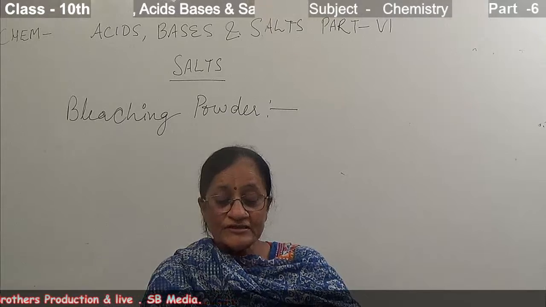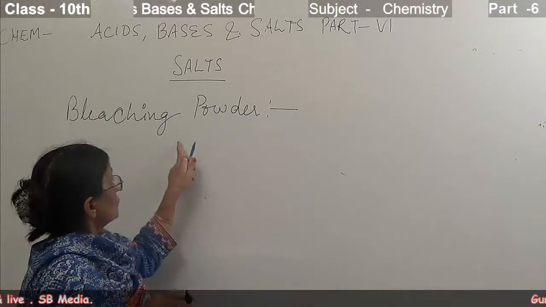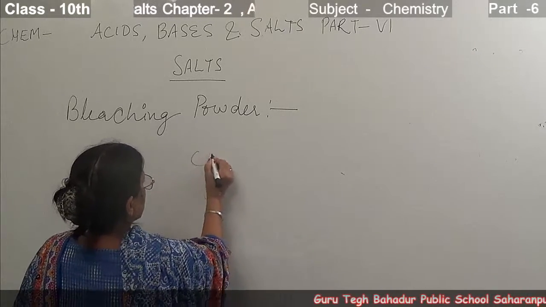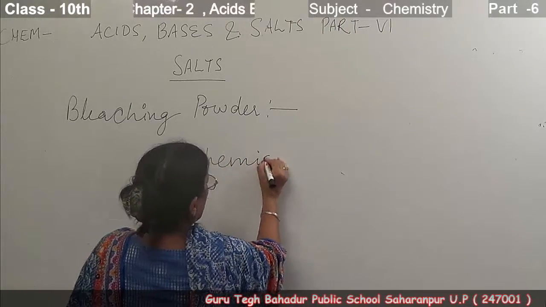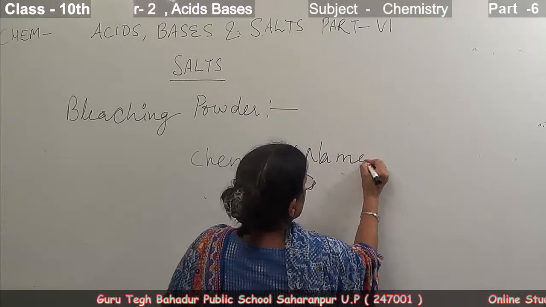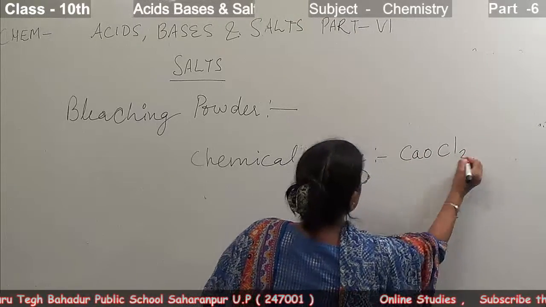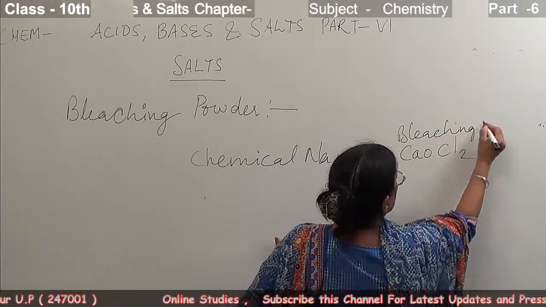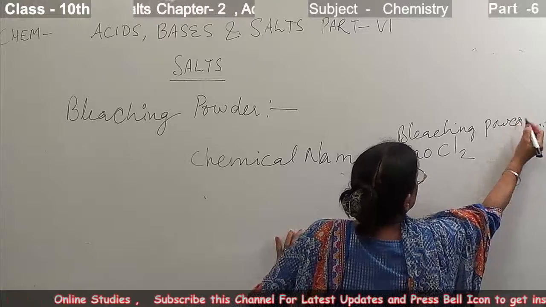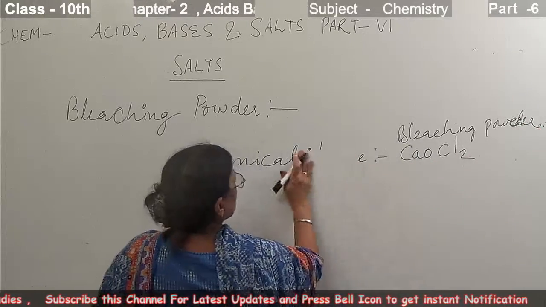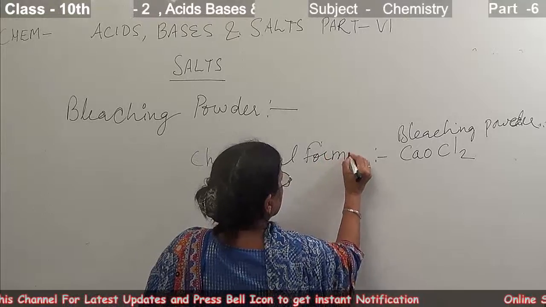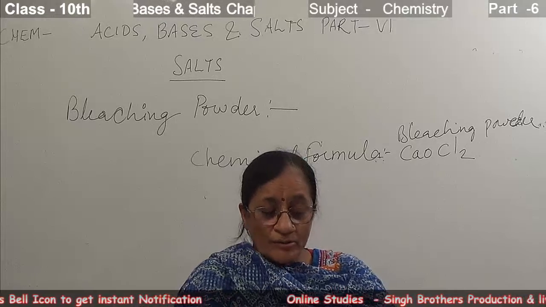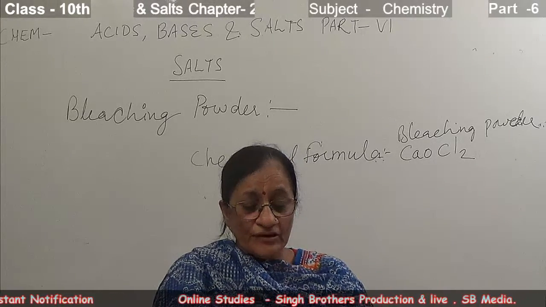And now today we will start with bleaching powder. So bleaching powder, its chemical formula is CaOCl2. It is called by a common name, that is called chloride of lime.